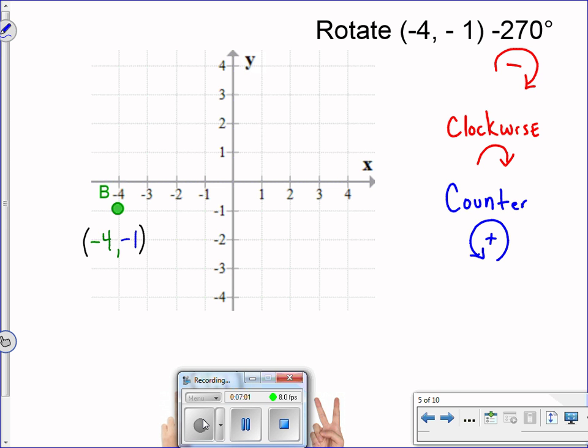So the first step is to realize which direction we're going to be rotating in, and then what quadrant am I going to finally land in. Okay, so I'm in quadrant 3 here, and I'm rotating negative 270. The first 90 is going to get me here, the next 90 is going to get me over here, and the last of the 90s, 270 degrees, is going to get me into quadrant 3. So this is where I'm going to land.